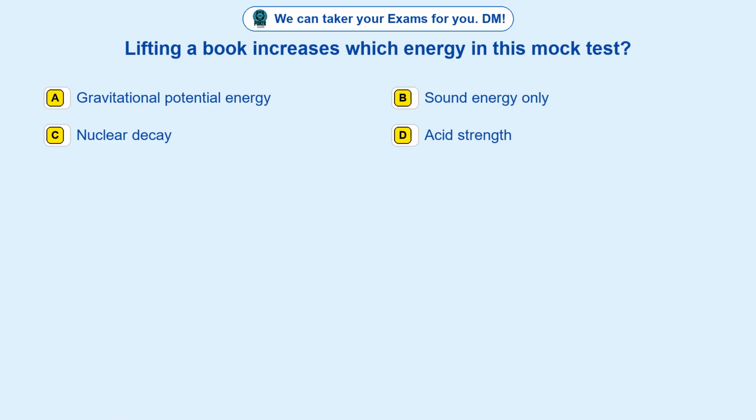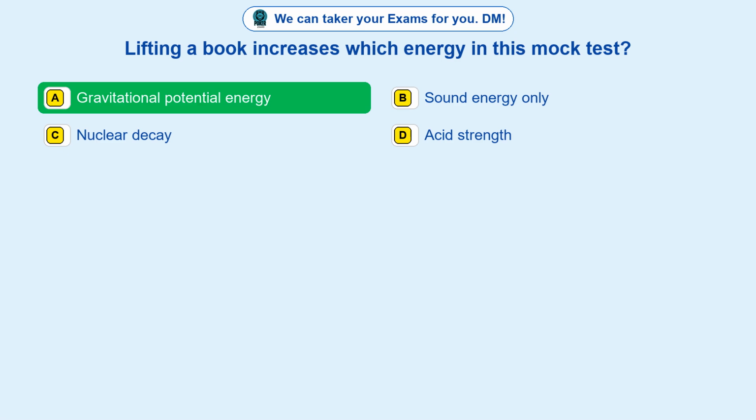Question 61. Lifting a book increases which energy in this mock test? Option A, gravitational potential energy. Option B, sound energy only. Option C, nuclear decay. Option D, acid strength. The correct answer is option A, gravitational potential energy.